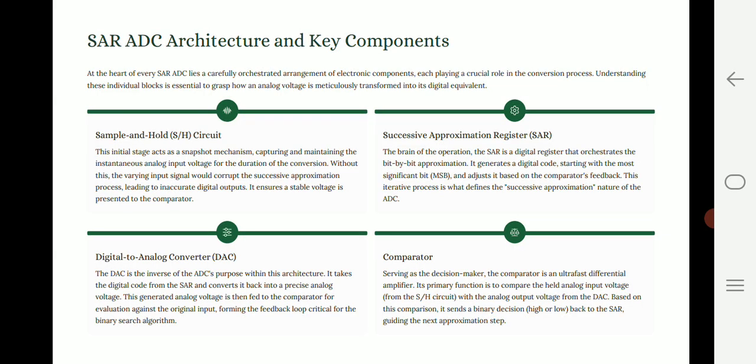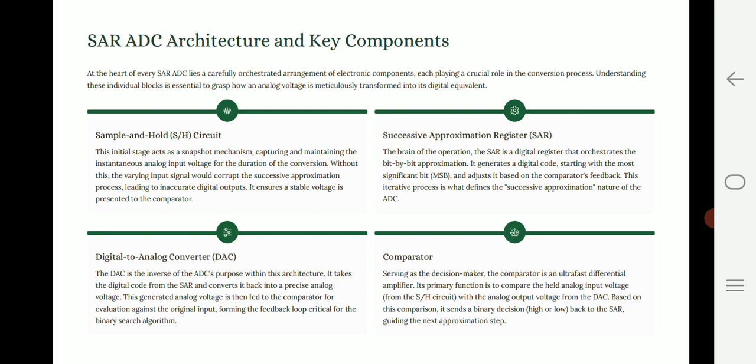The SAR architecture as well as the key components, now we will discuss. At the heart of every SAR ADC lies a carefully orchestrated arrangement of electronic components, each playing a crucial role in the conversion process. Understanding these individual blocks is essential to grasp how an analog voltage is meticulously transformed into a digital equivalent. So there are different stages to convert analog into digital.